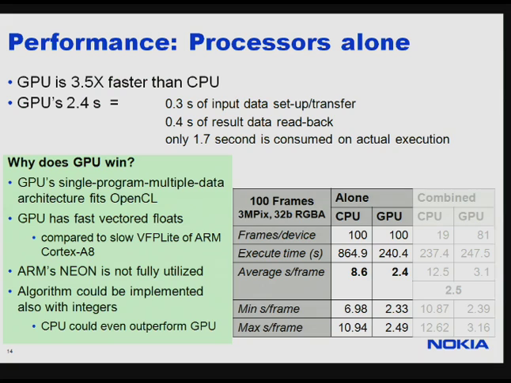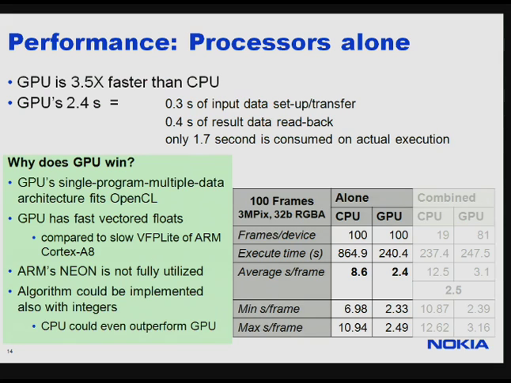Here are some of the measurement results. If we just look at 100 frames, 3 megapixel images, and we just look at the processing times, we find out that for this task, on this hardware, the GPU was 3.5 times faster than the CPU. The processing time per image for GPU was 2.4 seconds, and about 2/3 was the real computation, and about 1/3 was just the overhead of transferring the data.